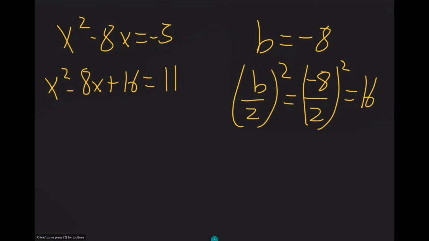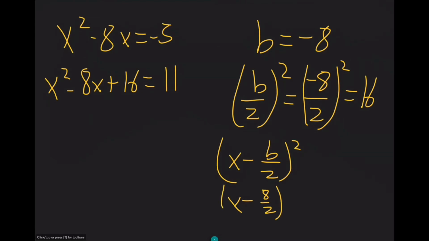Alright, so afterwards, in order to simplify x squared minus 8x plus 16, you can factor, but there's a much quicker way. So if you factor, your answer is going to come into the form of x minus b over 2 squared. So for this example, it will be x minus 8 over 2 squared, which is also x minus 4 squared. So then it will be x minus 4 squared equals 11.